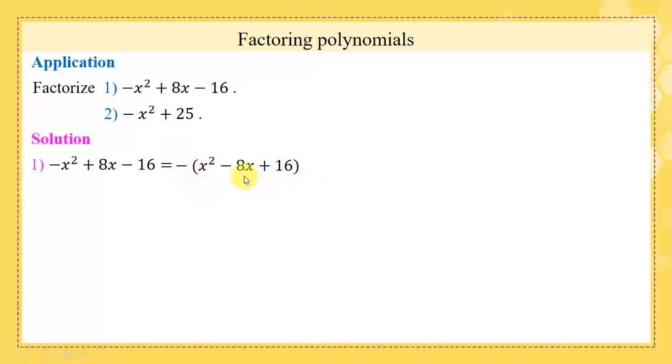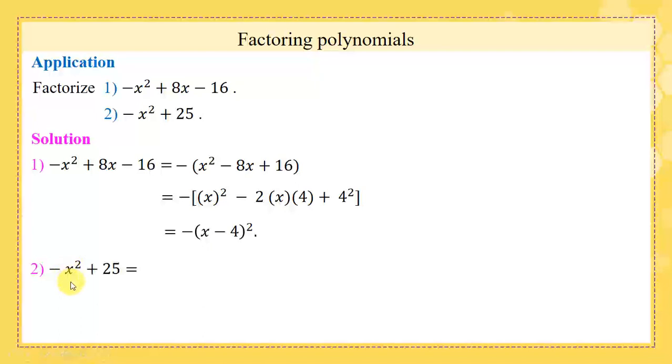A trinomial with one negative term, so we will do it by using the second remarkable identity. The square terms are x squared and 16, which is 4 squared. So a is x and b is 4. The answer is negative (x minus 4) squared.